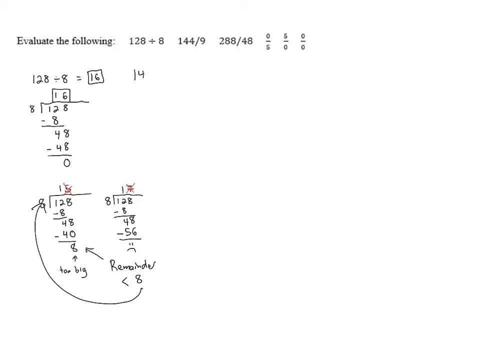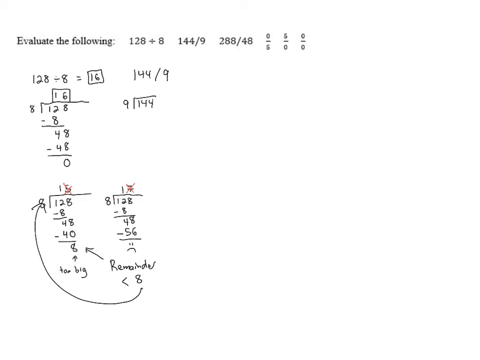Here we have 144 divided by 9. This is another way to express division. We have the traditional division symbol in the first problem, but a diagonal bar also works. So the first number again is going to go inside, second number goes in the outside, and then we go through the process of division.